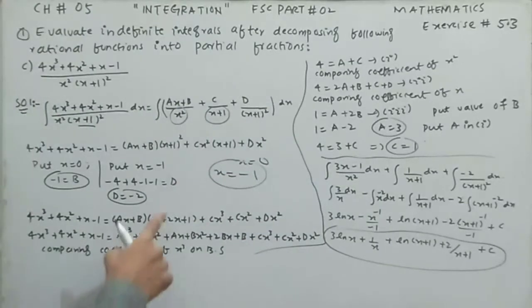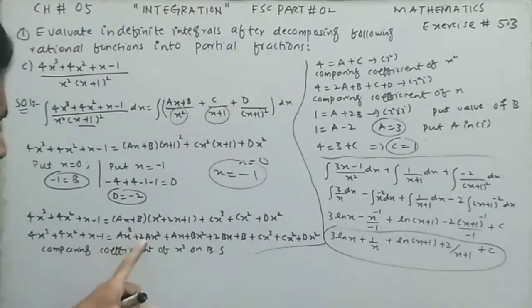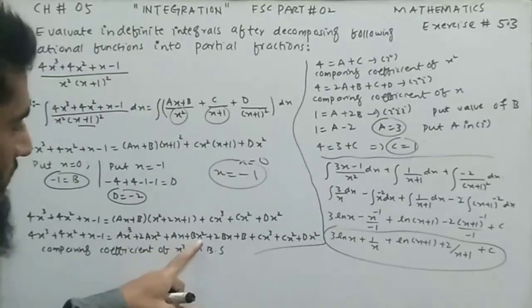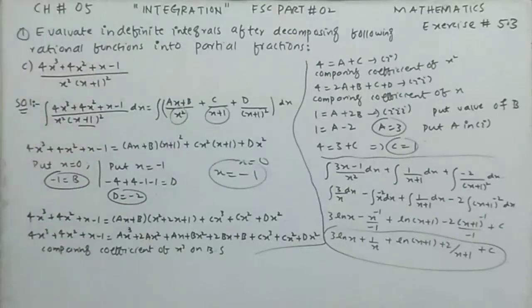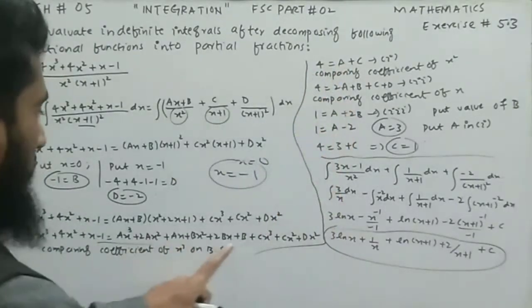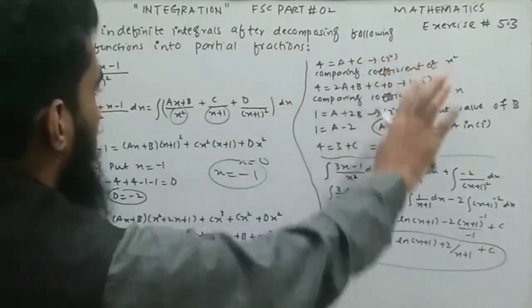Now after this, by simplifying, we get 4x cube plus 4x square plus x minus 1 is equal to ax cube plus 2ax square plus ax plus bx square plus 2bx plus b plus cx cube plus cx square plus dx square. Comparing the coefficient of x cube on both sides of this equation, over here the coefficient of x cube is 4, then a, and then c. Let's suppose this is the first equation.